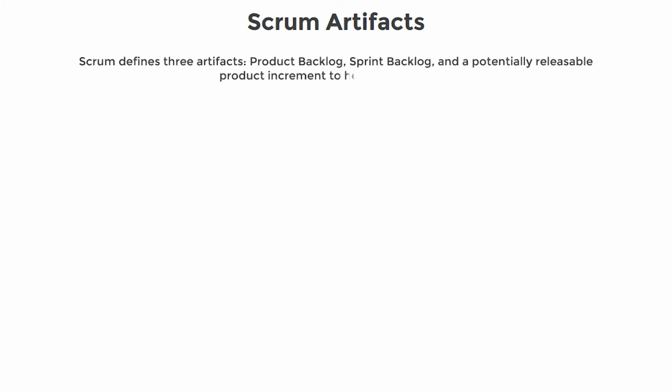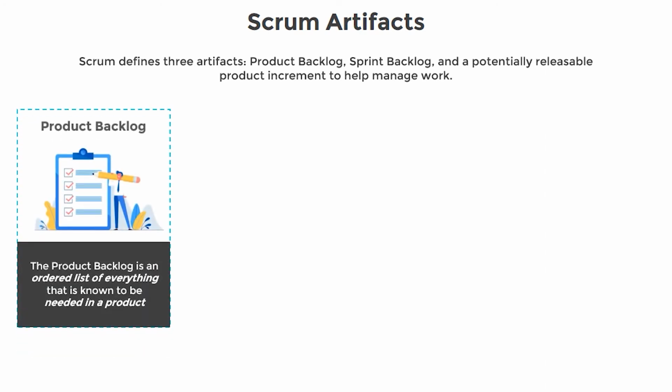Next up, let's look at the artifacts that are used during a Scrum process. Scrum defines 3 artifacts: product backlog, sprint backlog, and a potentially releasable product increment to help manage work. These artifacts are designed to maximize the transparency of key information so that everybody has the same understanding of the artifact. Let's briefly go through Scrum artifacts.